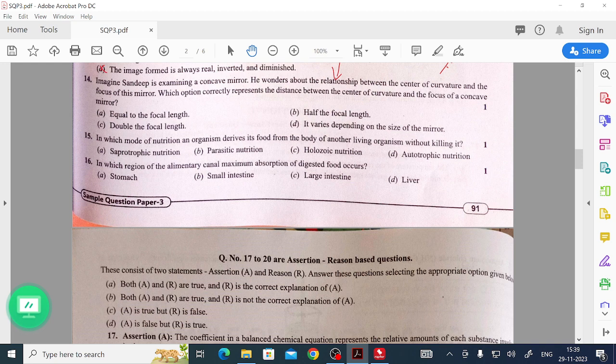So, the question they are saying, Sandeep is having a concave mirror. Clear? I think Sandeep is here only, right? Today is on leave. Yes.